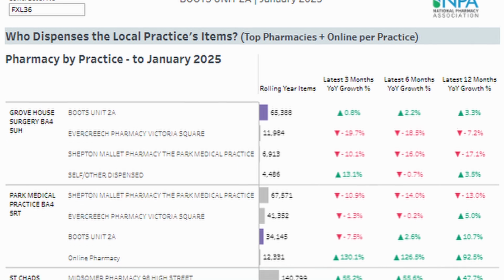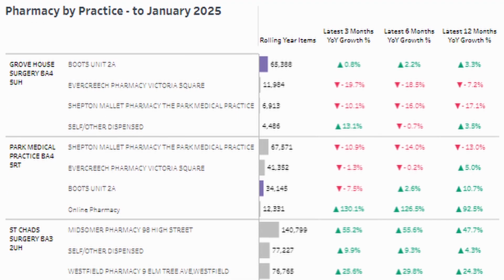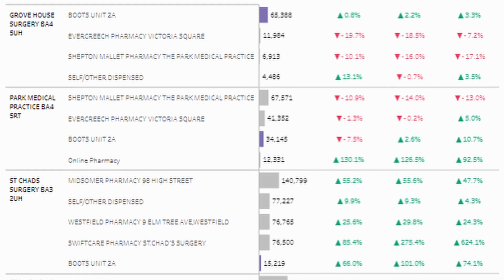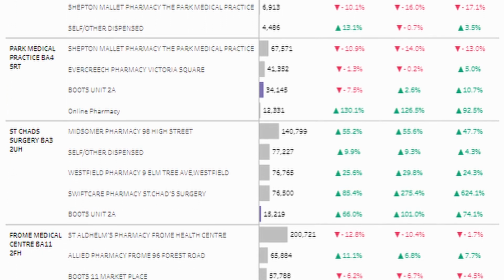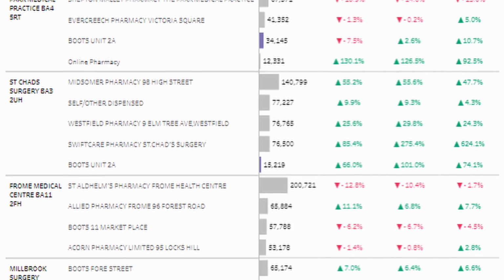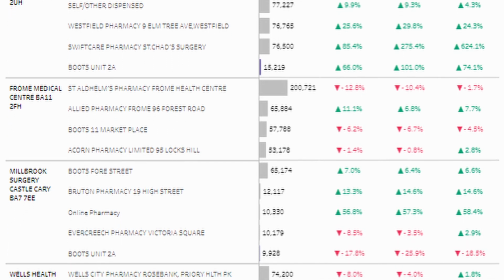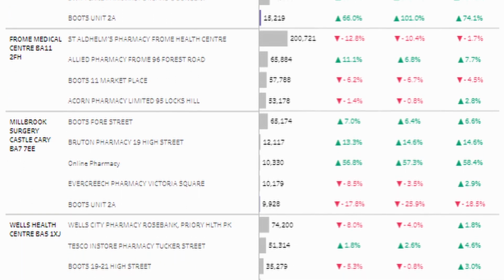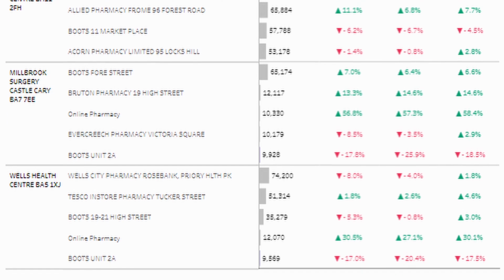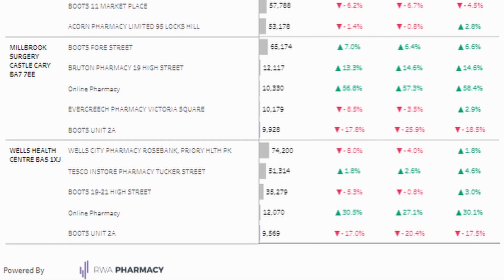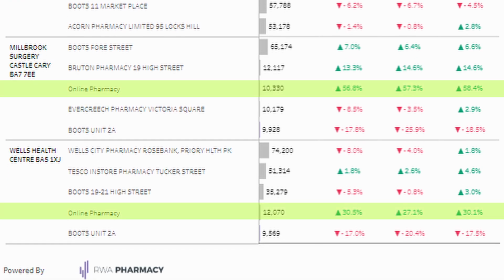This lets you see whether other pharmacies are increasing their share of prescriptions from your key practices, and if so, by how much. If you notice competitors gaining ground from one of your core practices, that could signal a need to re-engage or strengthen that relationship. You'll also spot where online pharmacies are picking up business from your local surgeries.